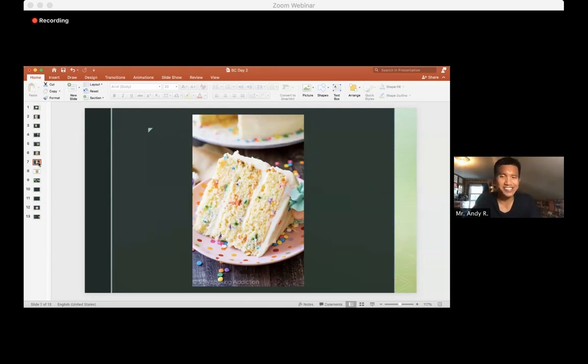Confetti cake. Slice of cake there. Okay, eat it up. Everyone done? Okay, good. Let's go on to the next math problem.